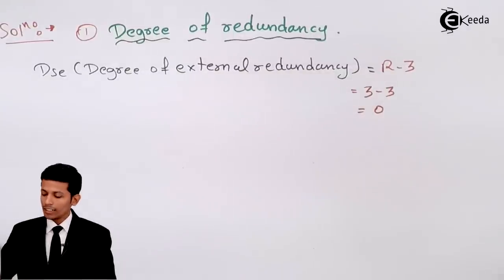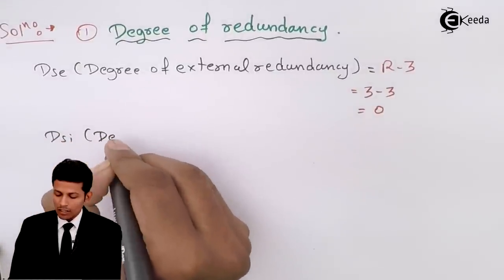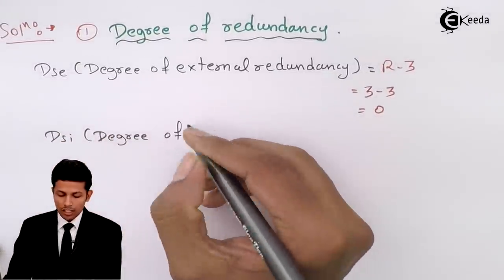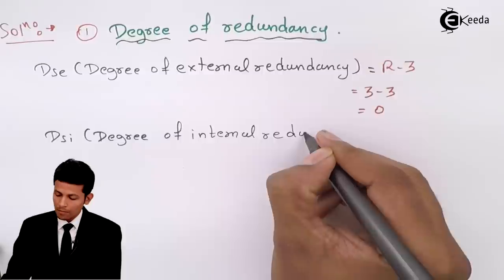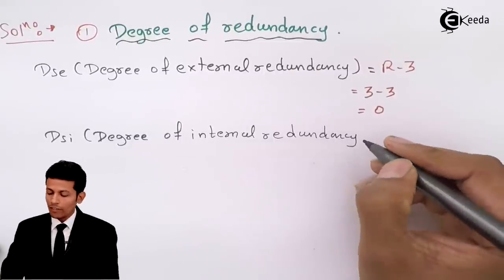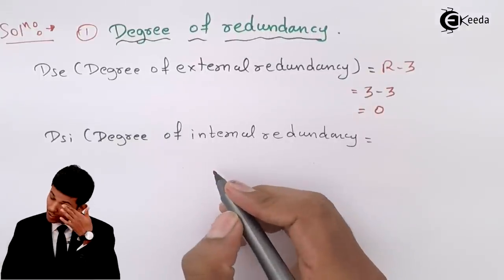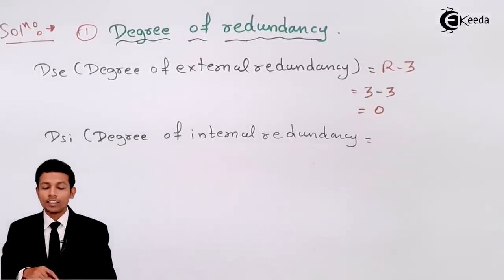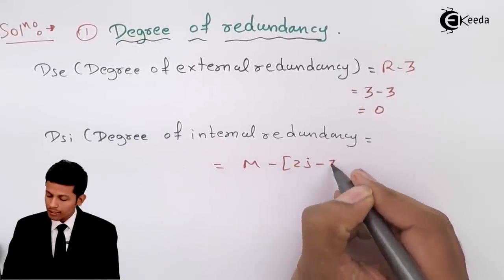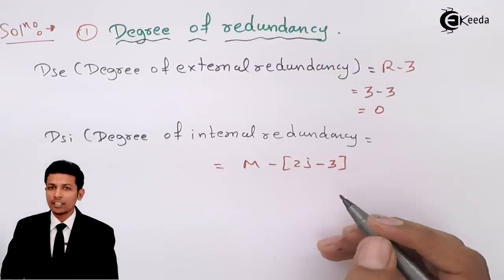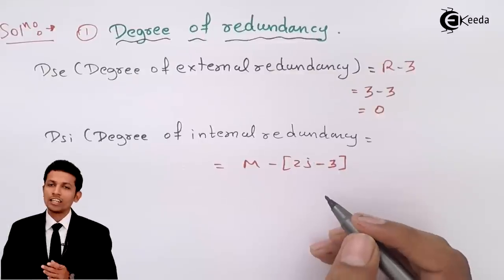Now let's start with DSI, the degree of internal redundancy. As you know, how will you check it in trusses? We have the formula M minus 2J minus 3. This is the formula to check DSI in trusses, as we saw in chapter number 1 in Structure Analysis 2.